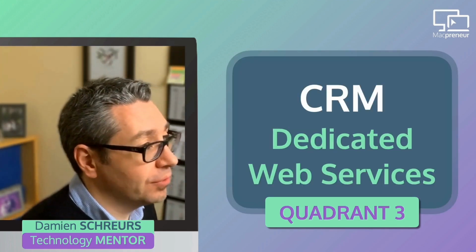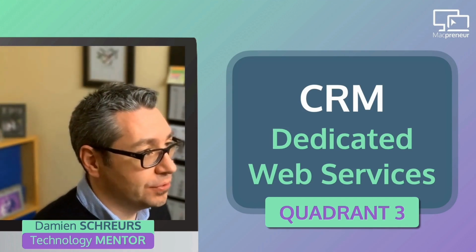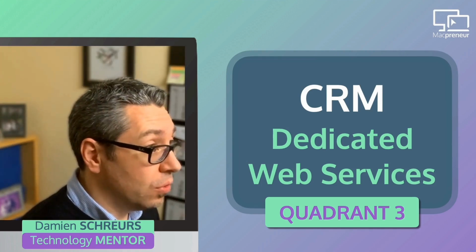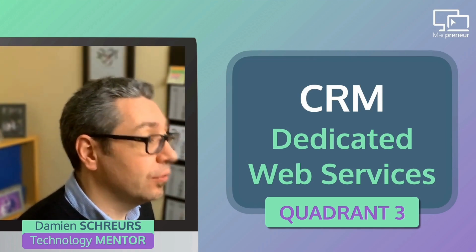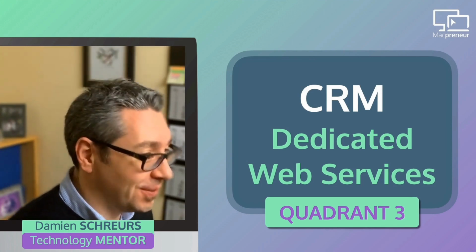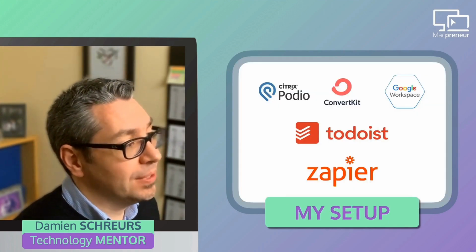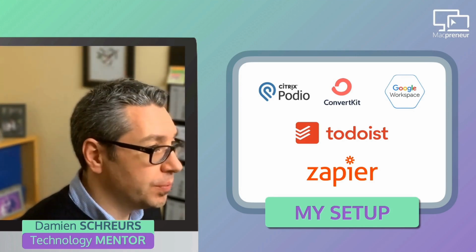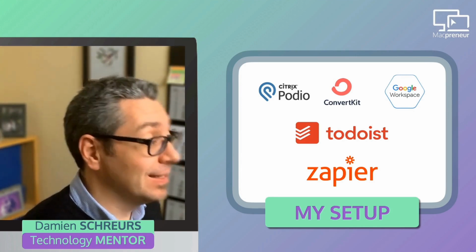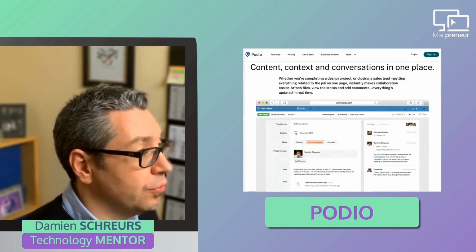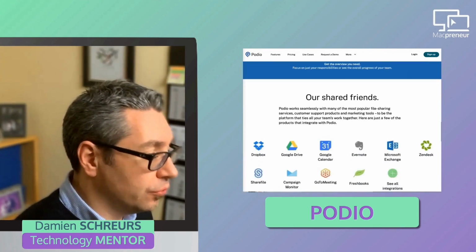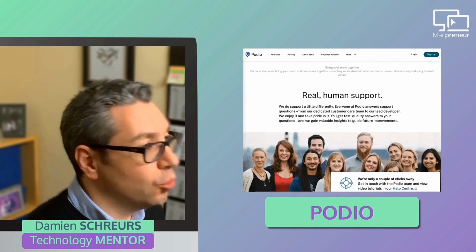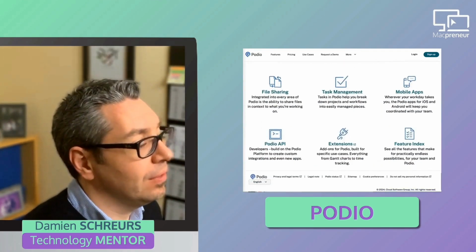So bottom left quadrant, dedicated web services. This is a good solution for solopreneurs who want best in class and are comfortable gluing things together. So quickly, my setup is I'm using Podio, ConvertKit, Google Workspace, Todoist, and Zapier. I use Podio to store all the leads, all my clients. I manage all the sales pipeline, all the projects, everything is in Podio.